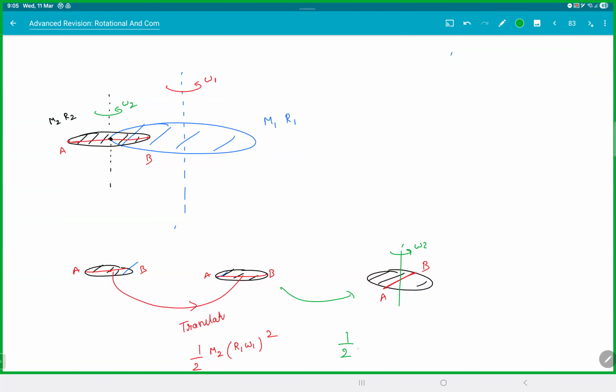And this energy will be half m2 r2 square by 2, omega 2 square. Are you clear with this? So then you rotate it. And the big disk energy will be half m1 r1 square by 2, omega 1 square. This is the kinetic energy of the big one. Add them up and you're done.